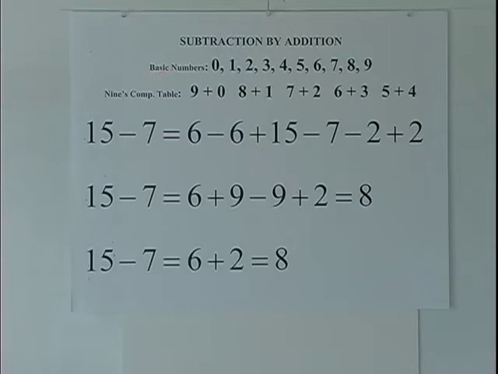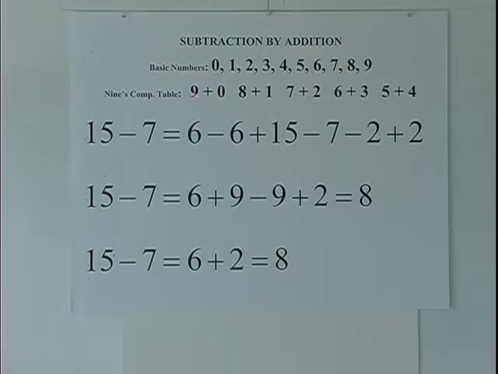In order to define what the 9's complement of a number is, I have to find the pairs of numbers in the basic numbers that add up to 9. If I add that 9 to that 0, I get a 9. If I add that 8 to that 1, I get a 9. If I add that 7 to the 2, I get a 9. If I add 6 to 3, I get a 9. If I add 5 to 4, I get a 9. So there are 5 pairs of basic numbers that add up to 9. Each number in the pair is the 9's complement of the other.